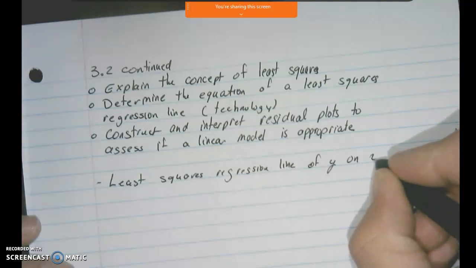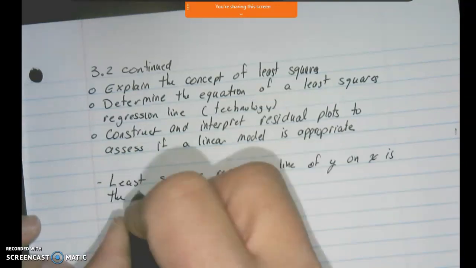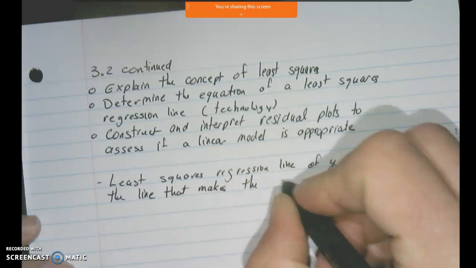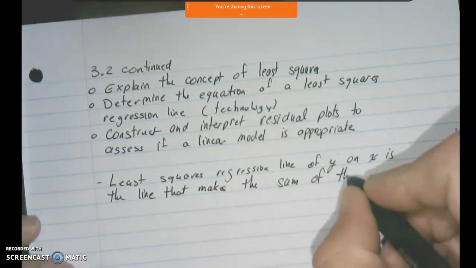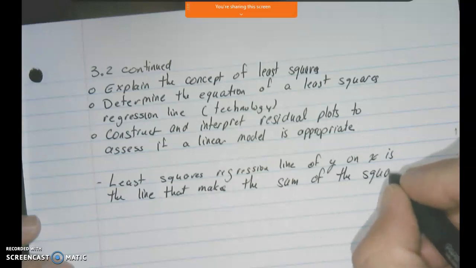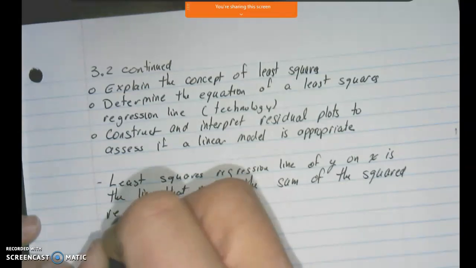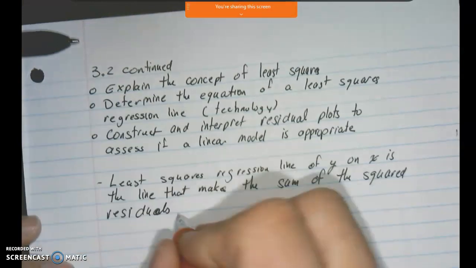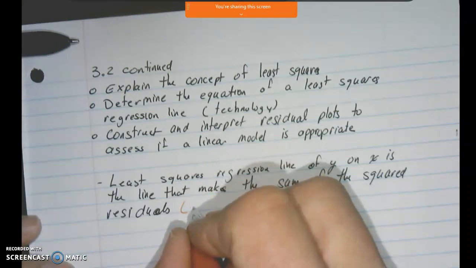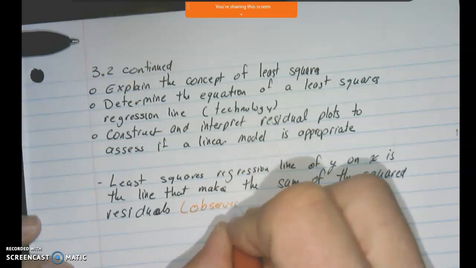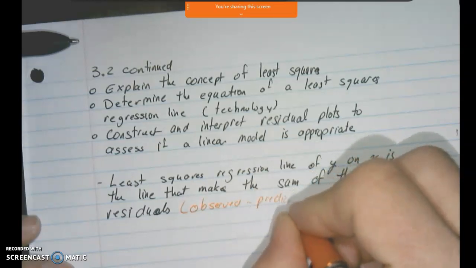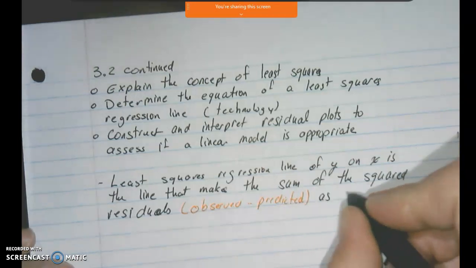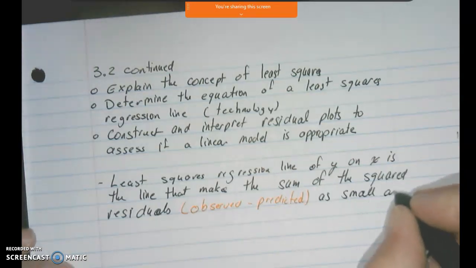On x is the line that makes the sum of the squared, and I'll talk about why it has to be squared, residuals. And then yes, going back to here, we said on Thursday, we said residuals was observed minus predicted. As small as possible.